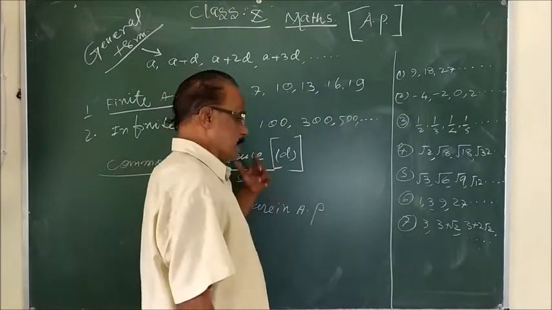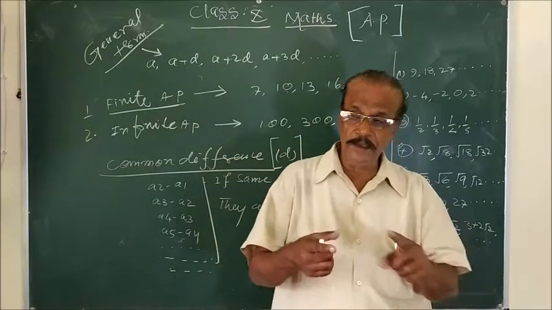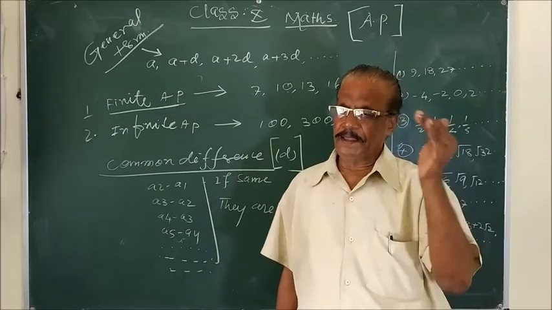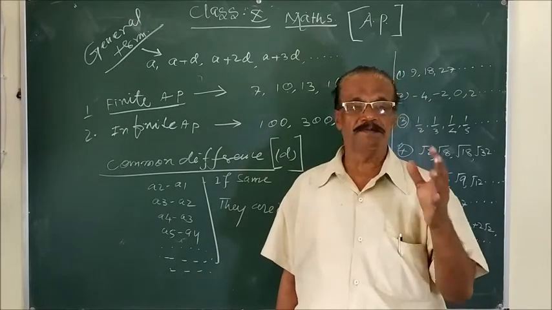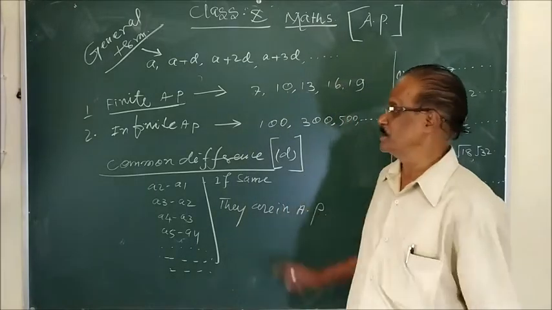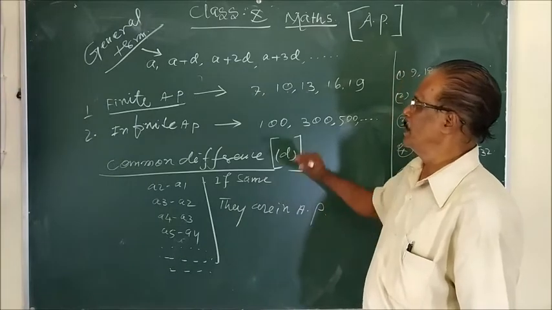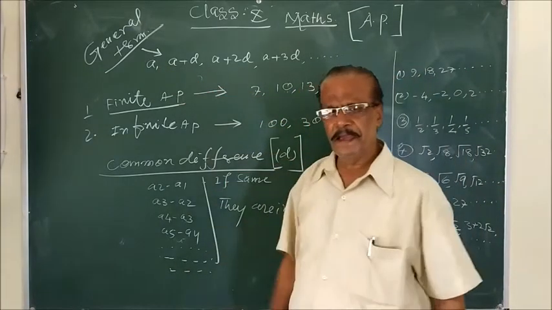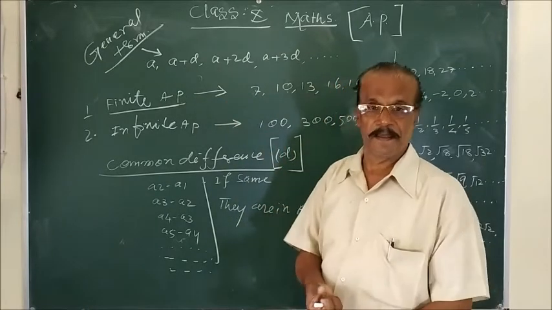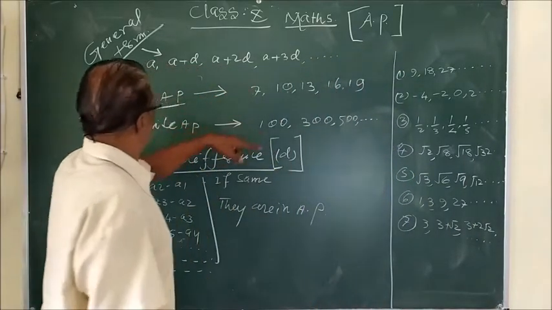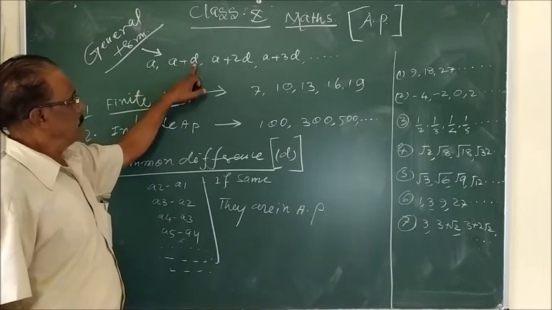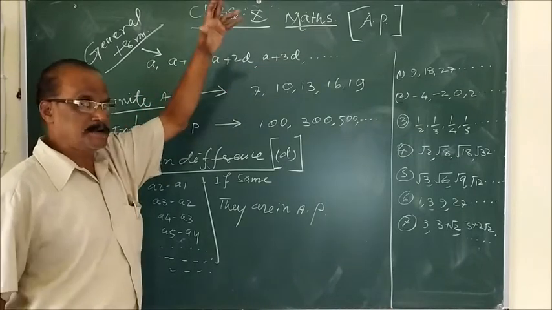And common difference I have also explained: the fixed number by which the consecutive terms have the same difference. That is called common difference, a fixed number. Suppose the first term is A and the common difference is D. So what will be the AP? A, first term; A plus D, second term; A plus 2D; A plus 3D; dash.